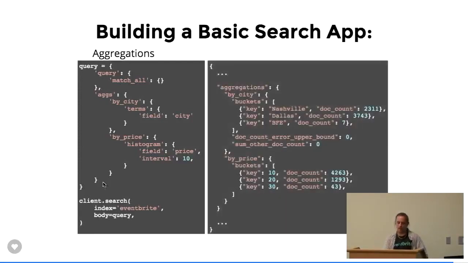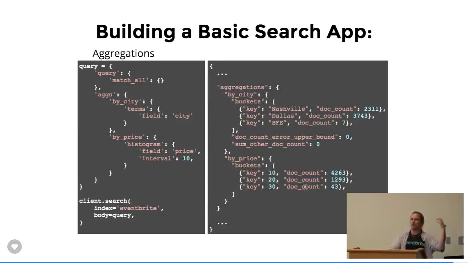The results come back, and you have the normal search results at the very top, but you have a new section that has these aggregations in it. In this case, I've got the city buckets right there with my Nashville and Dallas and BFE events, and I've got my price buckets for what distribution of events occurred. Right now I've got two separate aggregations.